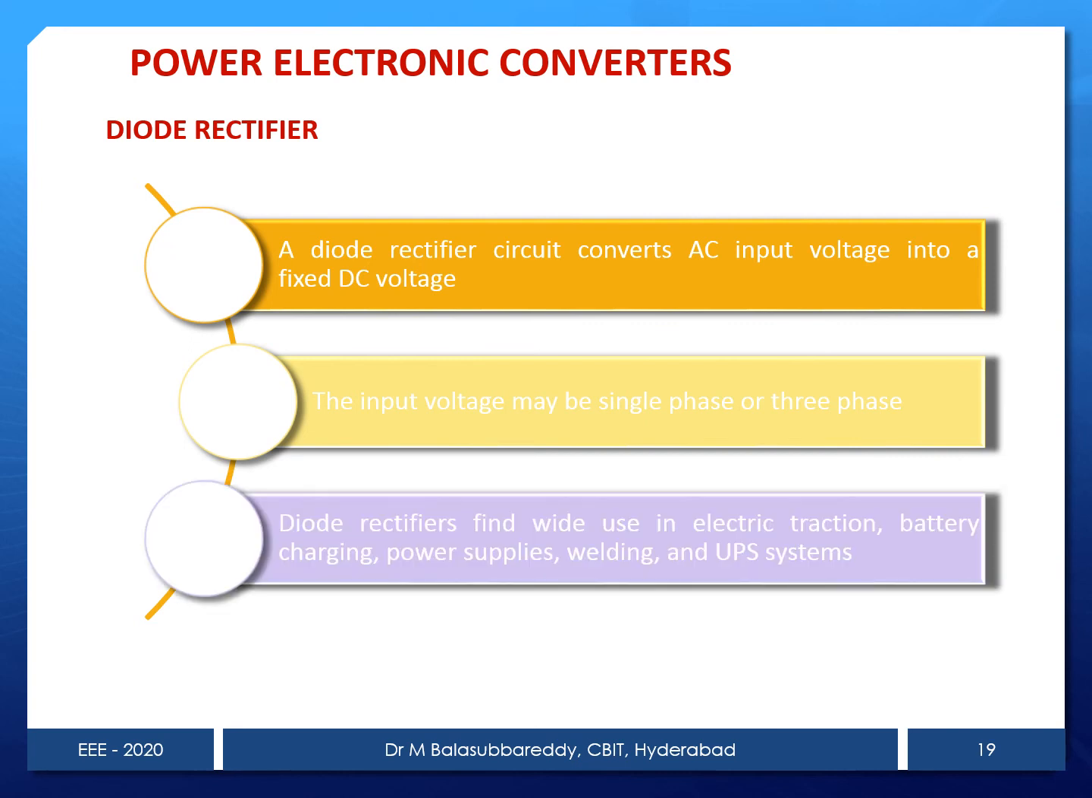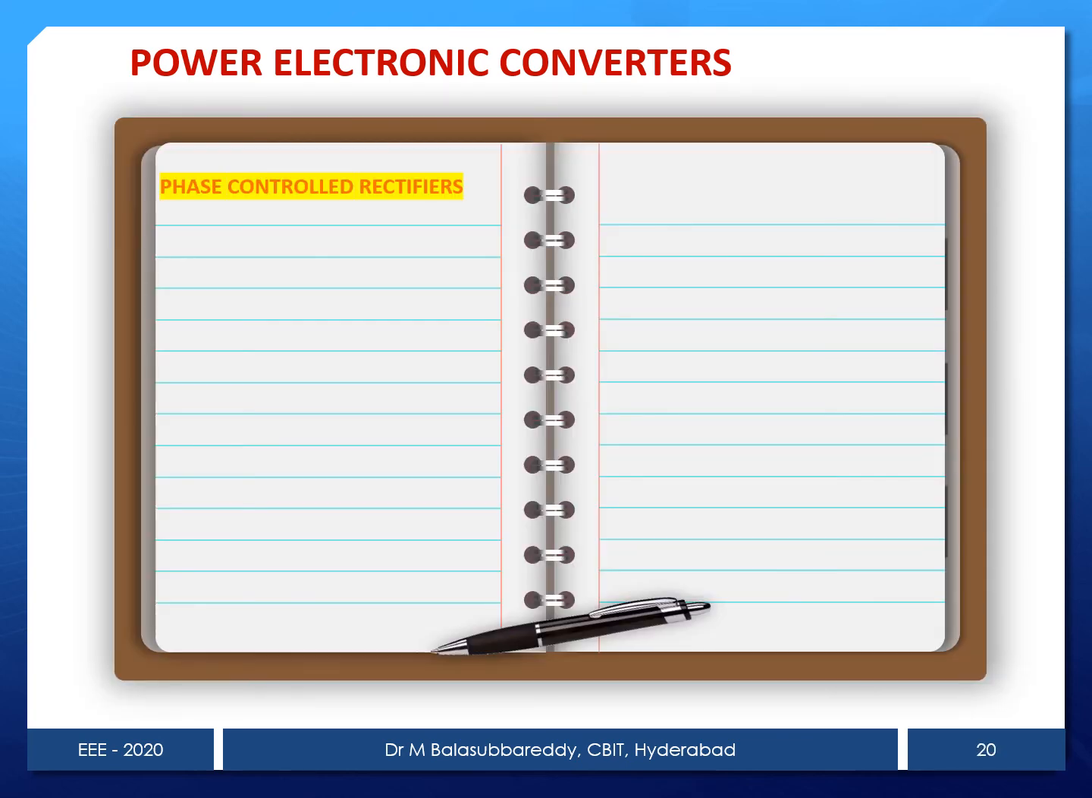And then diode rectifiers find wide use in applications. You can see battery charging, power supplies, welding, and UPS systems. All these things require bridge rectifiers or diode rectifiers. It may be half wave or full wave, depending upon the rating of the application we'll select. Another one we can see is phase controlled rectifiers.